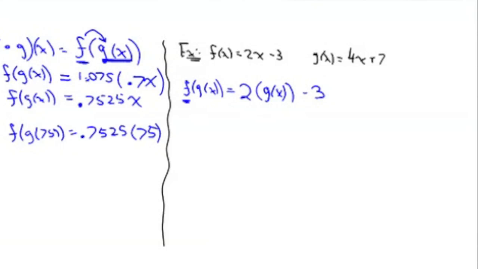But I know what g of x is equal to. What's g of x equal to? 4x plus 7. So I can substitute 4x plus 7 in for g and get that expression. And then simplify. So this becomes 8x plus 14 minus 3. I'm going to go so fast on Wednesday, it's going to twirl your heads. Plus 11. 14 minus 3. So this is a new function called f of g of x. The composition of f and g.